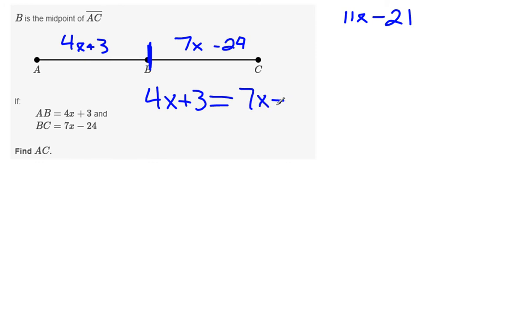7x minus 24. Okay. And now we can solve for x because we have one equation, one variable. We can do this. So we're gonna keep x positive, so we're gonna move the 4x's to the left.